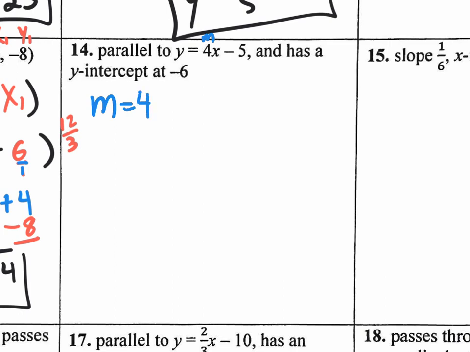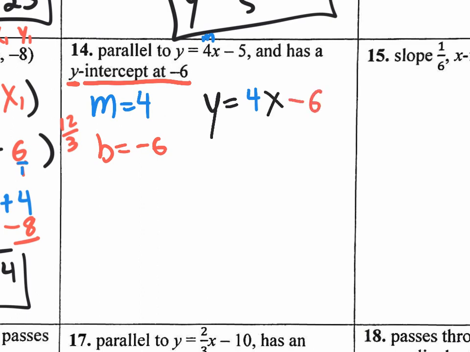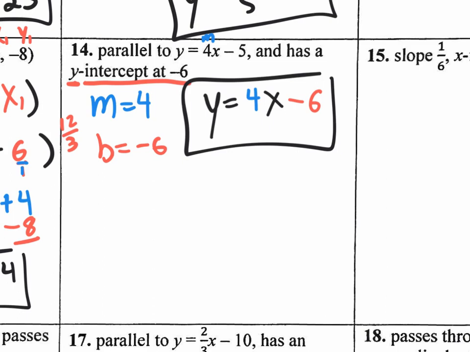And what else do they give us? B. The b value is your y-intercept, and they really do give us a y-intercept of negative 6. And the instructions say write it in slope-intercept form, so this is probably the easiest type of question you're going to get. Y equals mx plus b. Ta-da! Done. You have the m, you have the b, plug it all into y equals mx plus b.